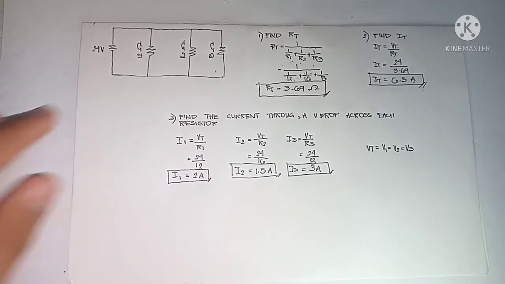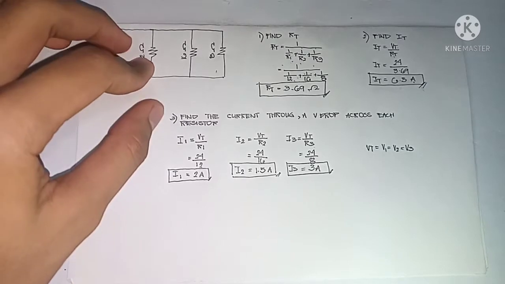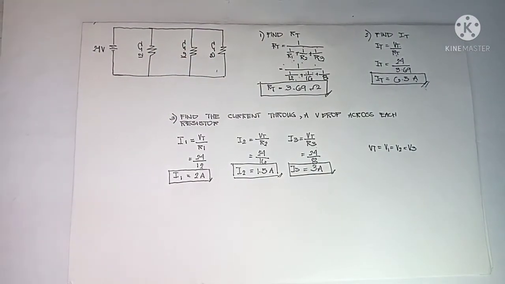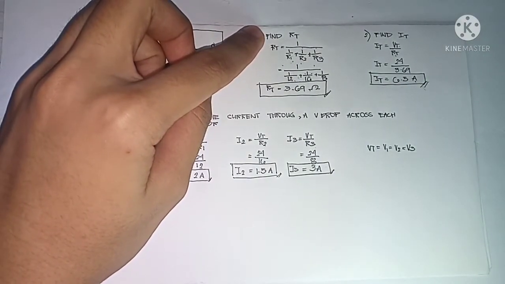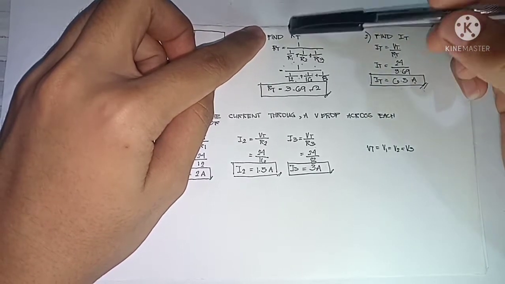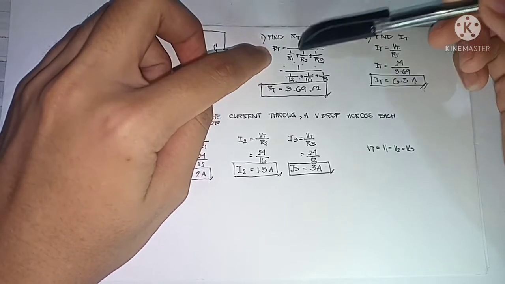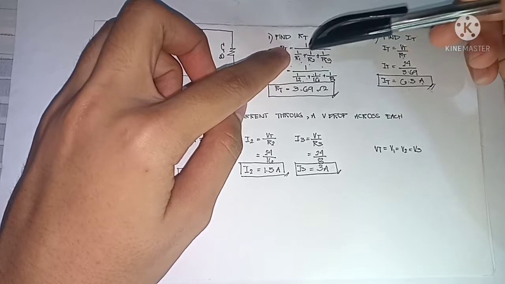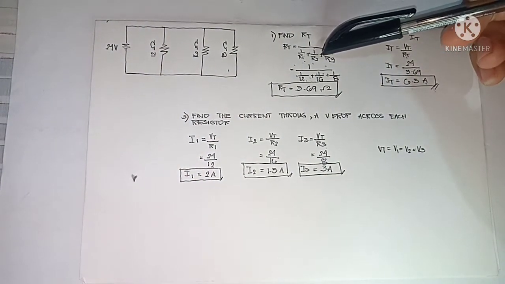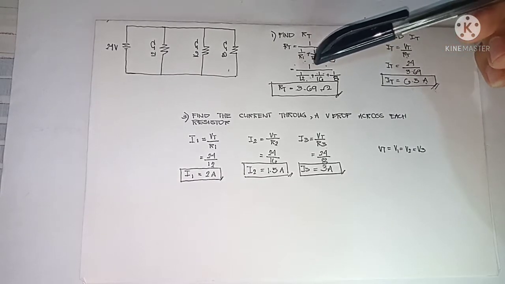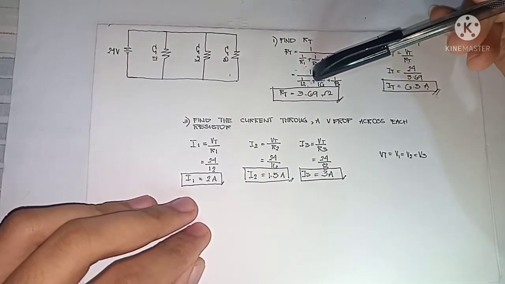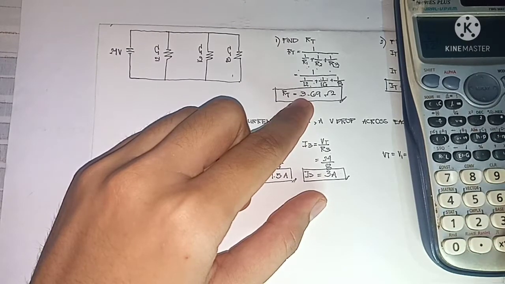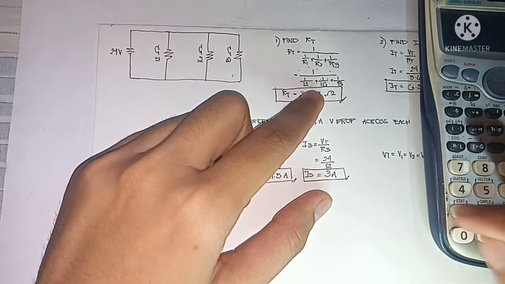In a parallel circuit, there are 24 volts, 12 ohms, 16 ohms, and 8 ohms. Now, we will solve problem number 1. Find the total resistance. The formula for the total resistance in a parallel circuit is 1 over 1 over R1 plus 1 over R2 plus 1 over R3. So 1 over 1 over 12 plus 1 over 16 plus 1 over 8.